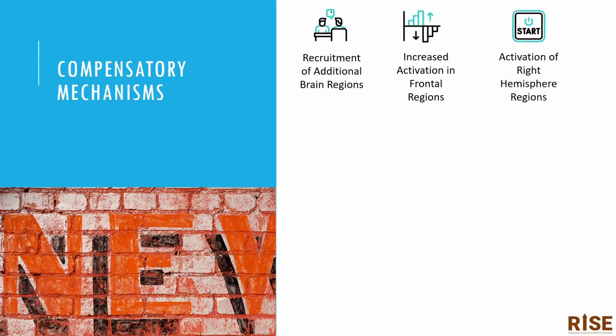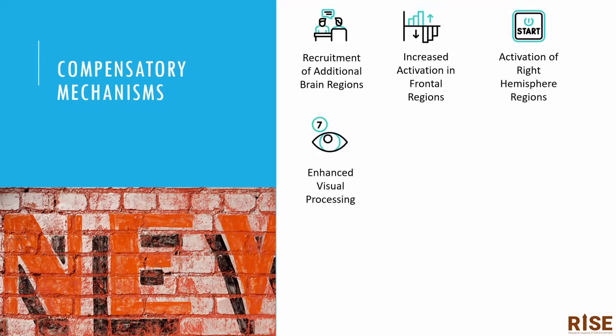3. Activation of right hemisphere regions. While reading is typically left lateralized in the brain, individuals with dyslexia may show increased activation in the right hemisphere regions. This includes areas involved in visuospatial processing. The right hemisphere may play a compensatory role in supporting reading-related tasks.